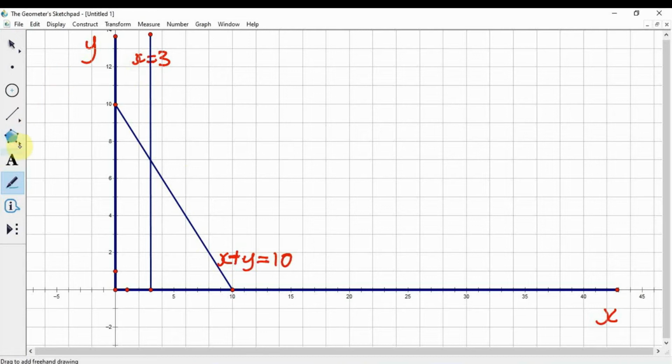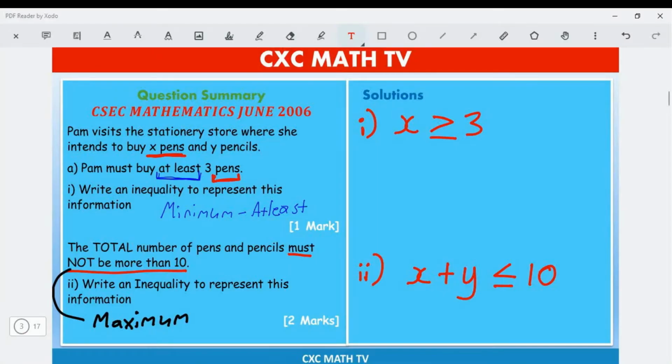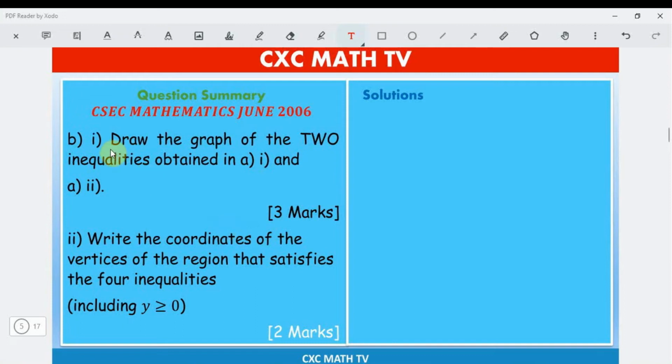But remember, x should be greater than or equal to 3. So we know that we're bigger than this portion of the line. I want the part where x plus y is less than 10, so we're below this line. We just want to put that right there. So we're in this triangular region right here. That would be part B. So for part B, we can just write "see graph," so they'll go look at our graph and see what we did.